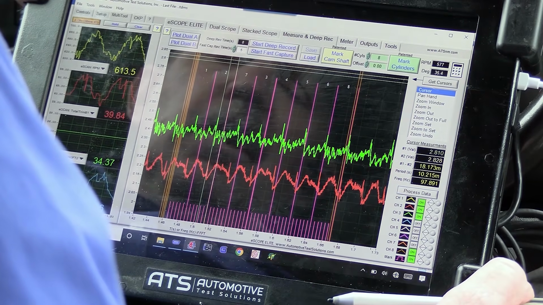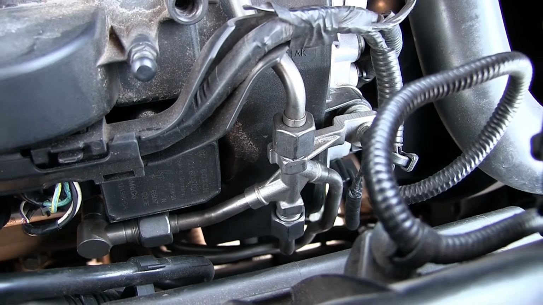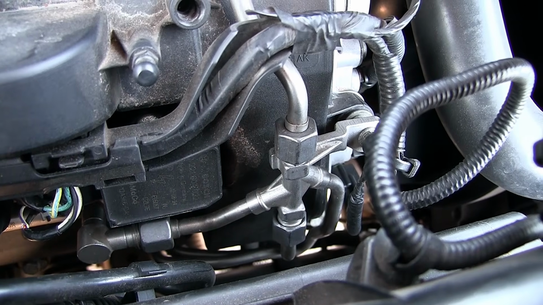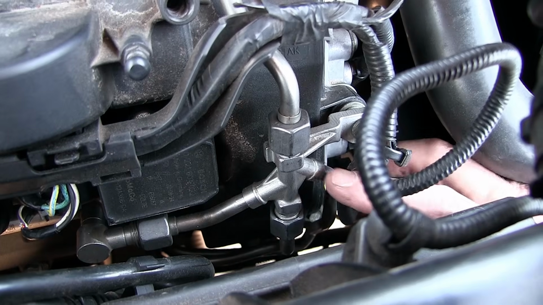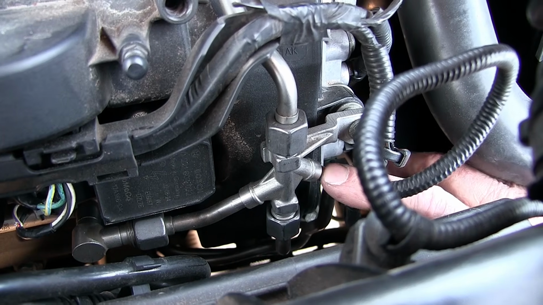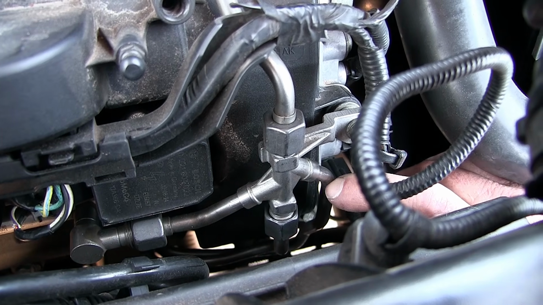This is incredible. This is the fuel line arrangement right here. So what we can see is this line right here comes off of the number 2 pump.